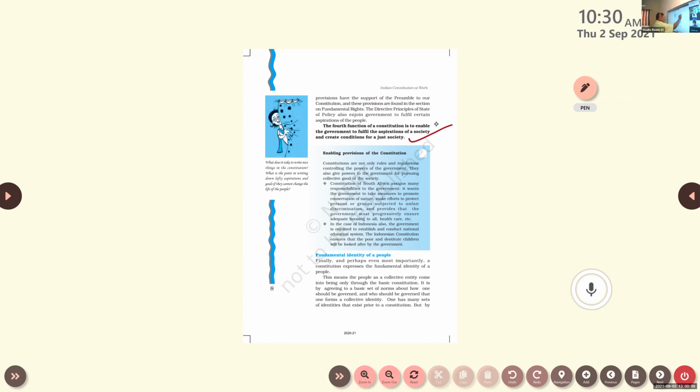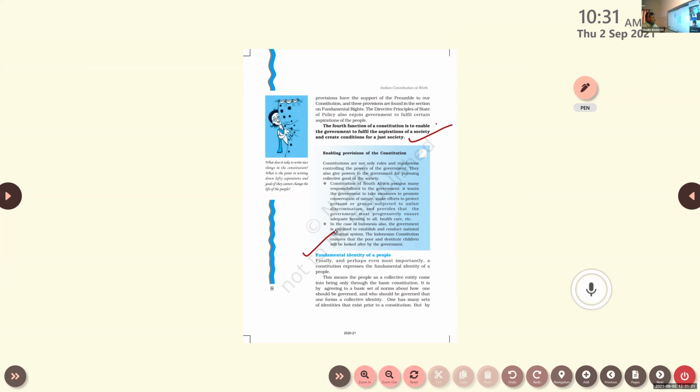Four functions are completed up to here, right? In bold letters. So coming to the fifth one, you can see here, fundamental identity of the people. Finally, and perhaps even most importantly, a constitution expresses the fundamental identity of the people. India is a federation. We have a single citizenship in the country. This is the final function of the constitution: it expresses the fundamental identity of the people.